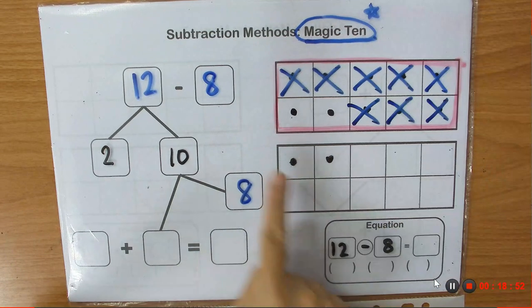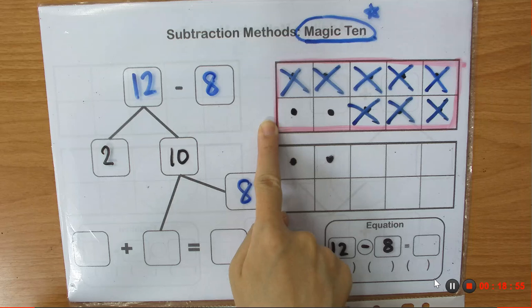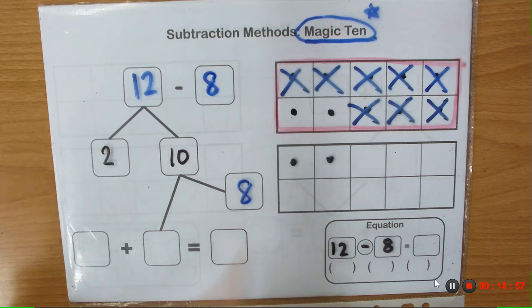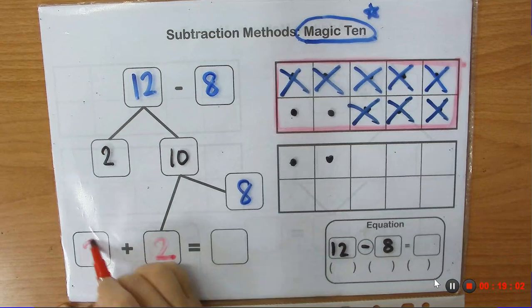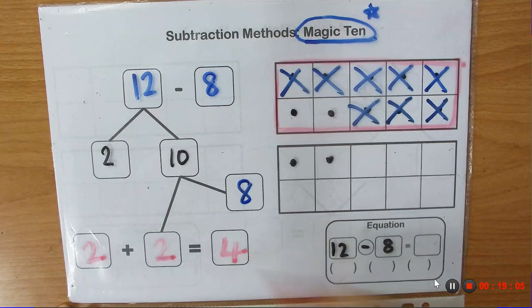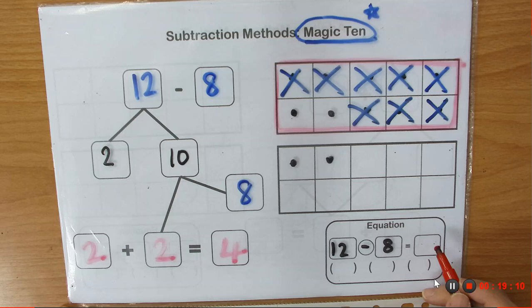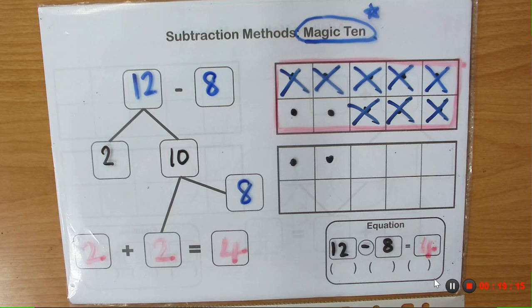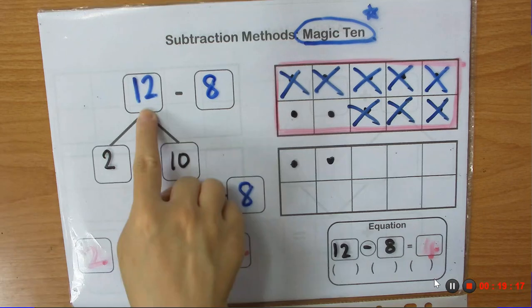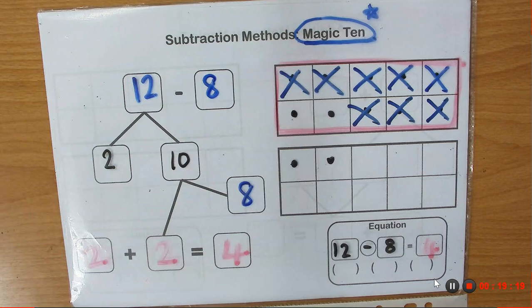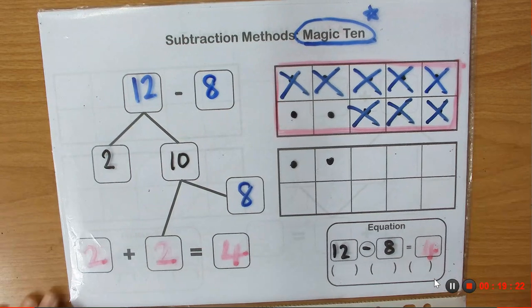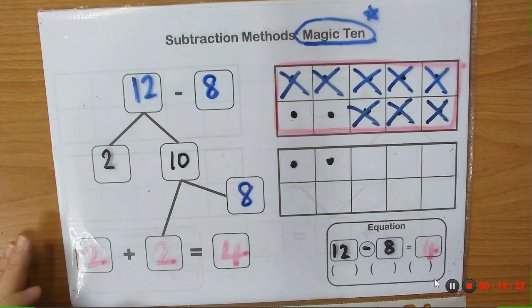And what do we have in the ten frame here? 2, very good. So you can see 2 and 2 left. That makes 4. So 12 minus 8, the answer is 4. Very good. So if we are looking at 12 minus 8, we will choose the strategy Magic 10. Let's try another one.